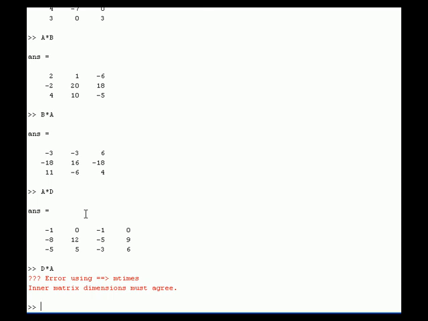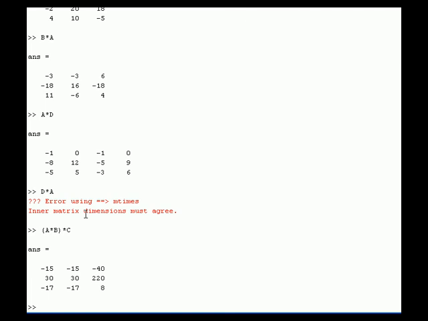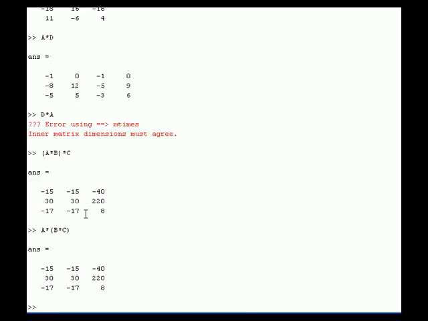However, it is associative. What does that mean? That means if you want A times B times C, it doesn't matter whether you do the AB first and then C, or the BC first and then A, as long as you're in the right order, A, B, C. So the parentheses tells MATLAB to first do the A times B and then multiply on the right by C. And here we do B times C and then multiply on the left by A, and you get the same thing.